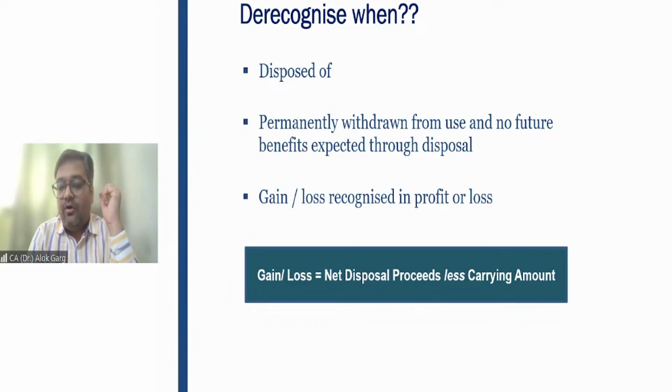Or will you derecognize your investment property only when you dispose of it? The answer is no. If the use is changed, if the company has permanently withdrawn it from use and no future economic benefit is expected through disposal, right. So if it is moved from investment property to PPE or inventory, again it is a case of derecognition. You have to credit investment property and debit the respective asset, which could be your PPE or your inventory. So this is the case of derecognition.